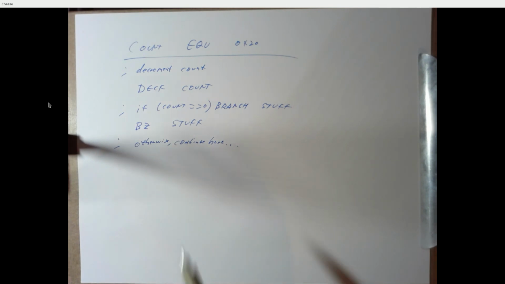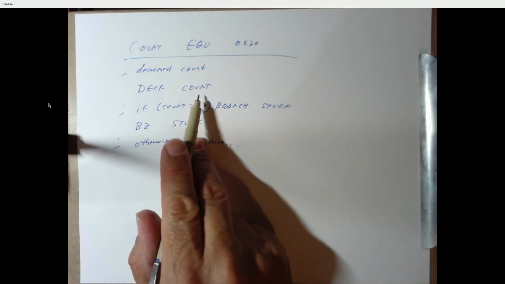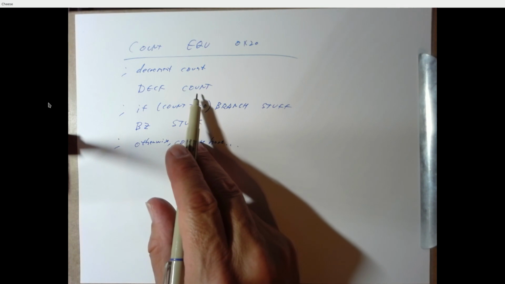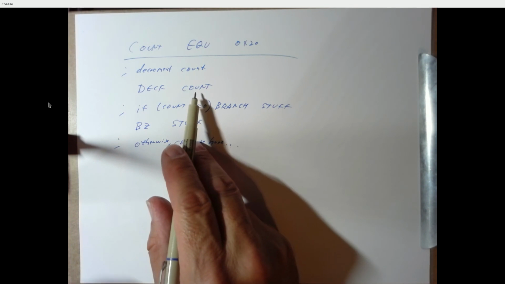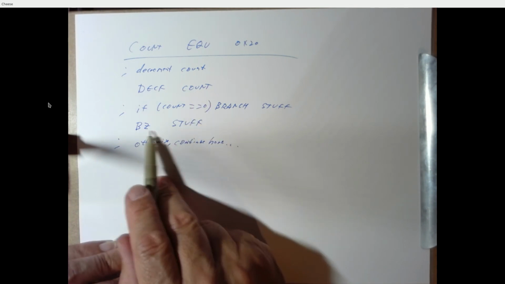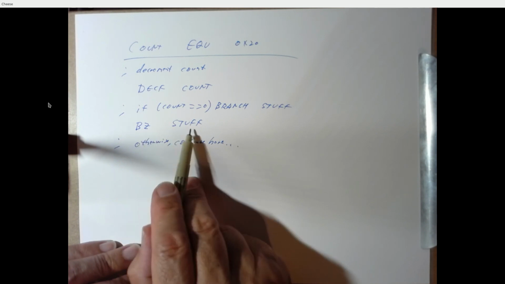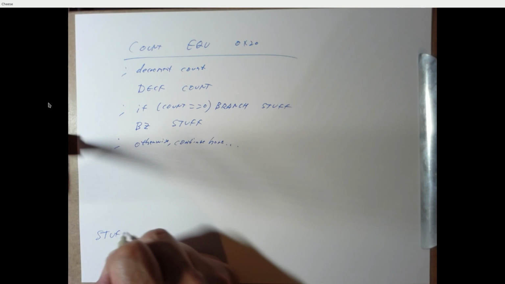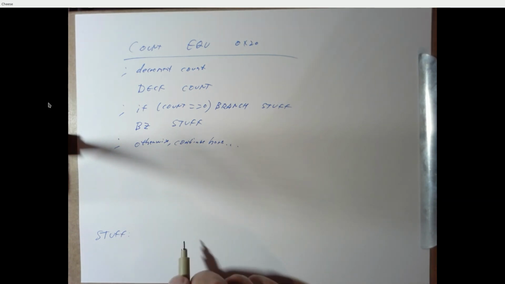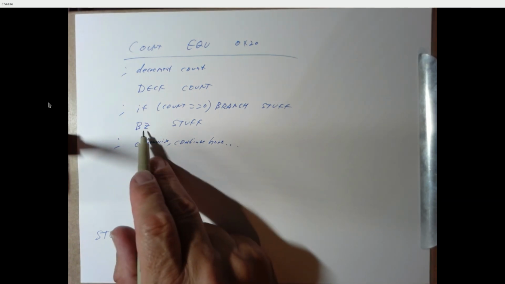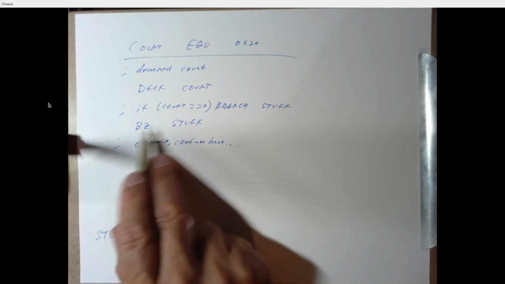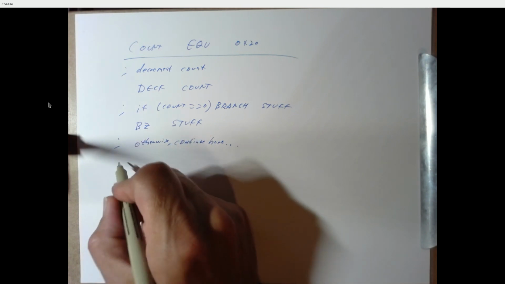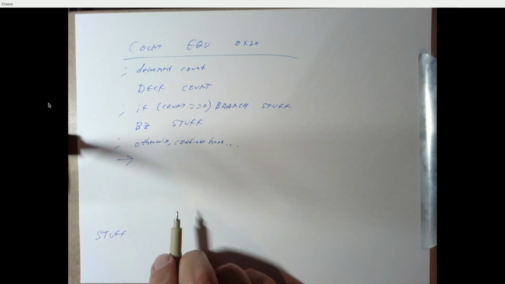Okay, so let's rehash that. This decrements the file register called count, that's location 20, and it sets the 0 bit accordingly. This says if the 0 bit is true, branch to whatever the label stuff is, which is somewhere else in our program. If the 0 bit is false, this is basically a no op. It doesn't do anything, and we'll simply go on to whatever the next instruction is.